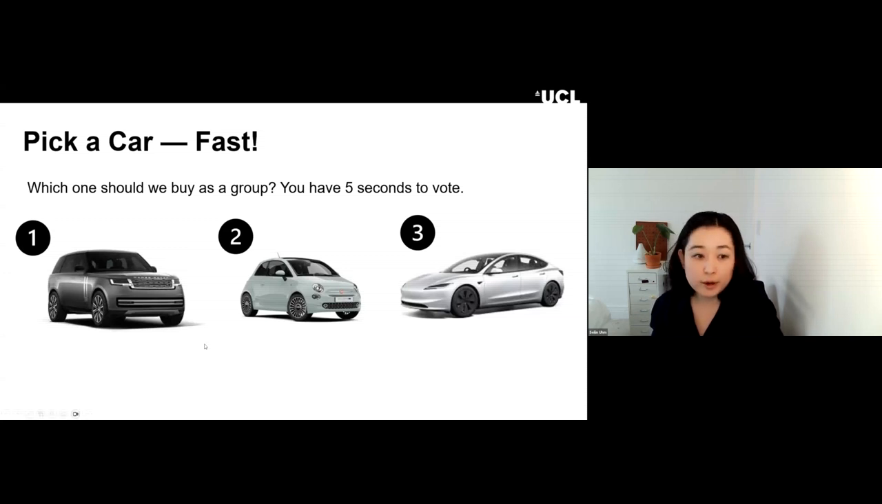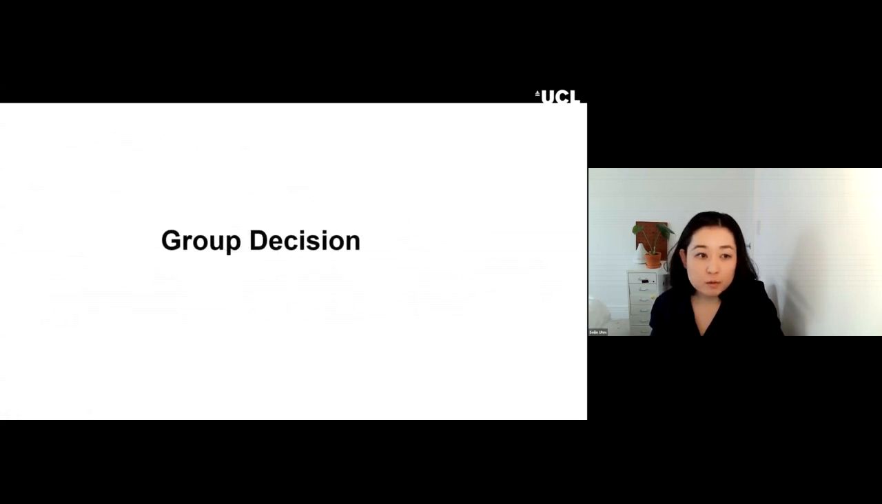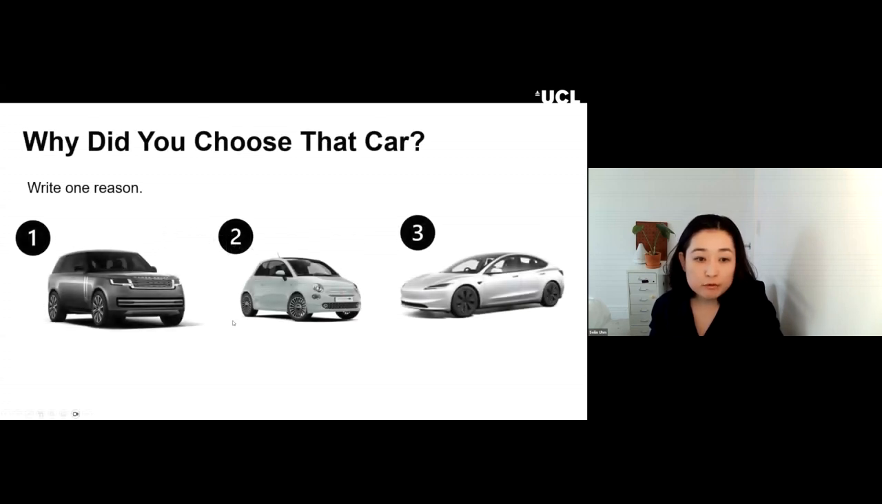Now we are going to discuss why we chose this car. Give me one reason why you chose the car. Was that the design, the fuel efficiency, the off-road capability, or maybe you just like the color? Type your reason in there. Can you see the answer from the poll? I will give you a few more seconds. There is a time pressure.